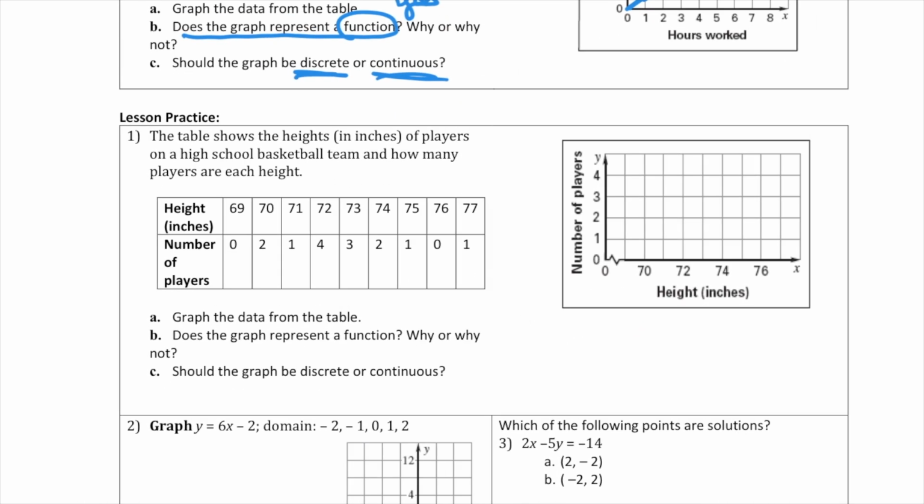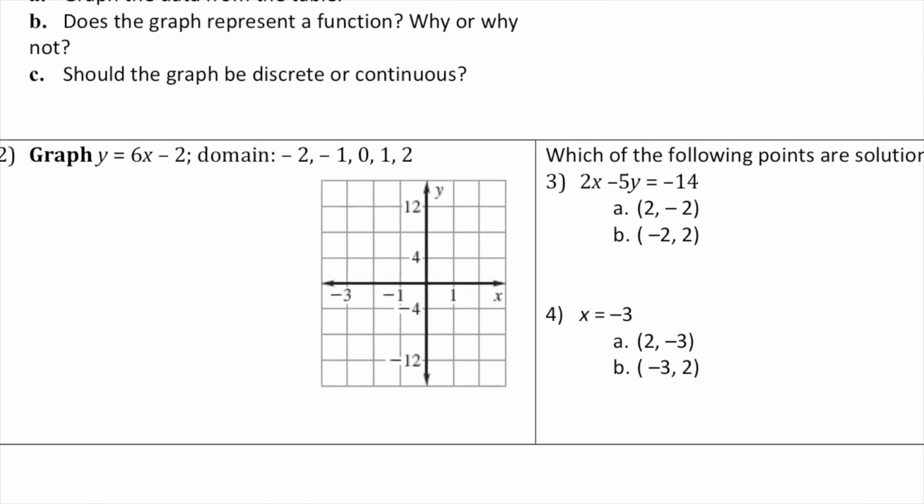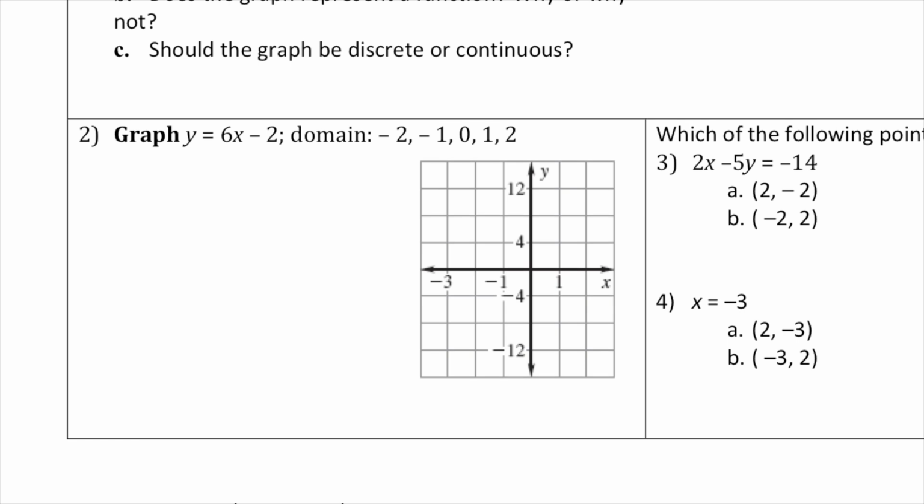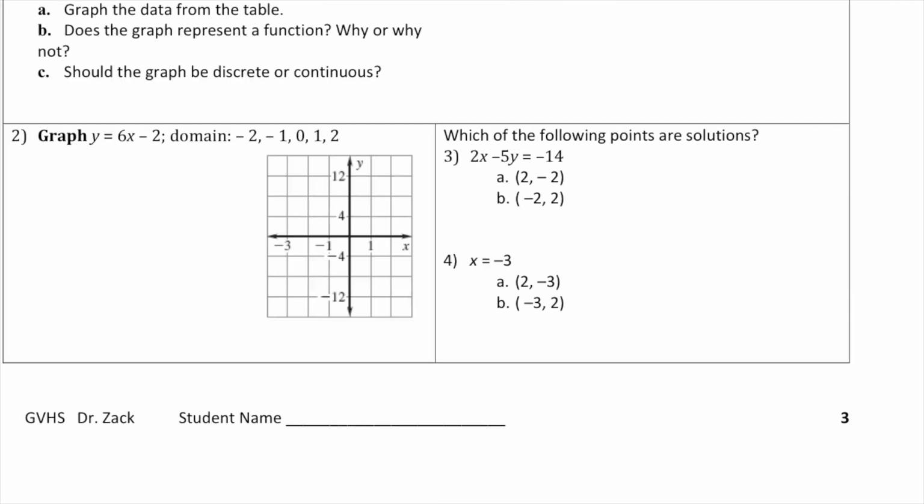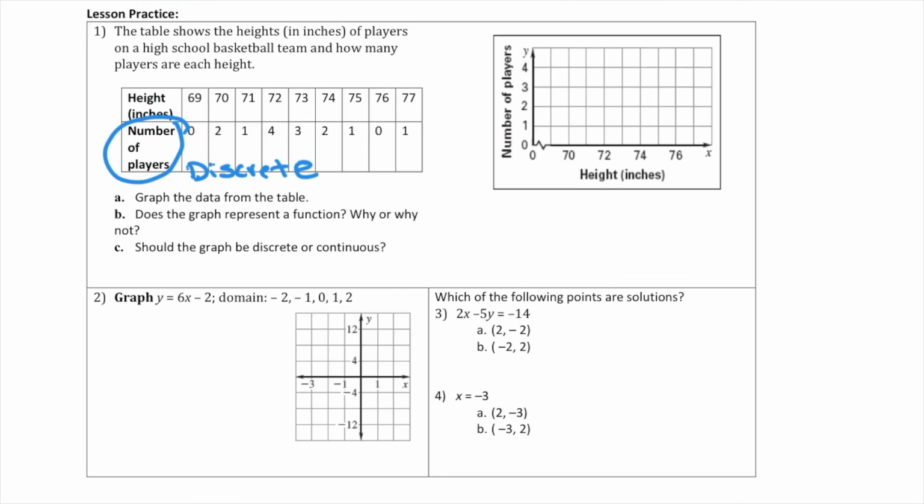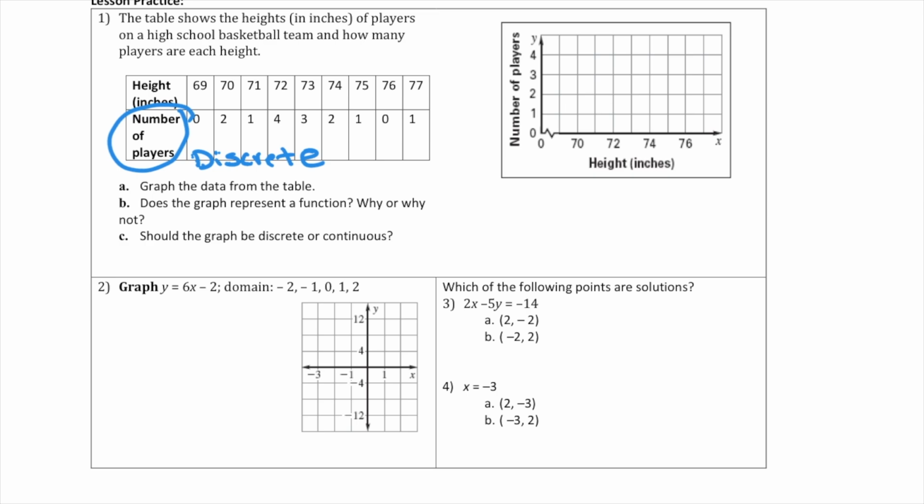So for your lesson practice, you're to graph, now think about number 1, number of players, don't think you can have a fraction of players, so this one should be discrete once you're finished. And think about it again for number 2. You were given a very specific domain. That one's probably discrete. Follow the previous examples to find out if you have a solution.